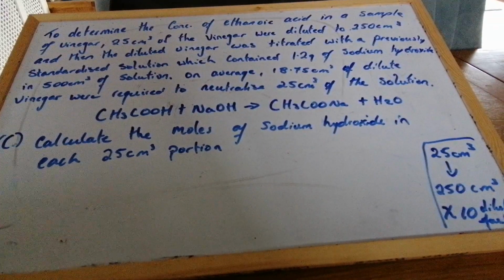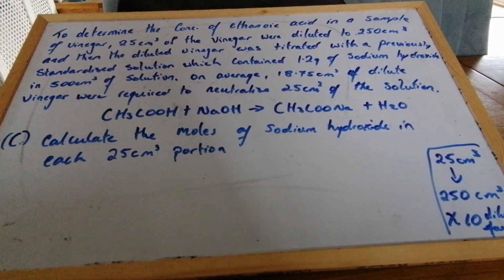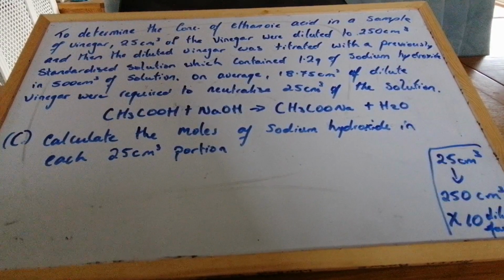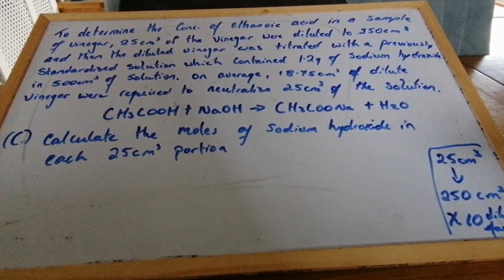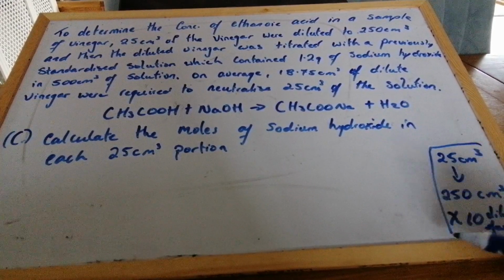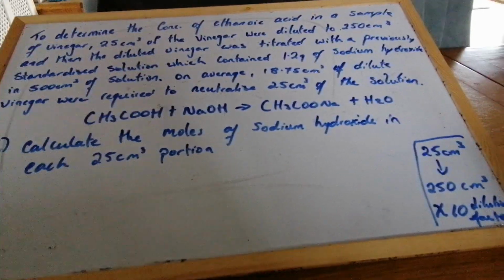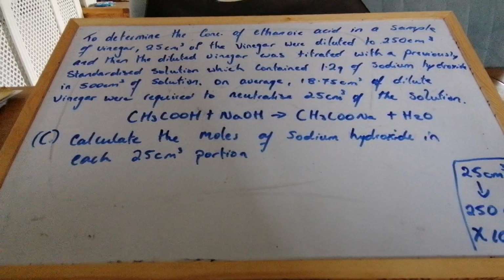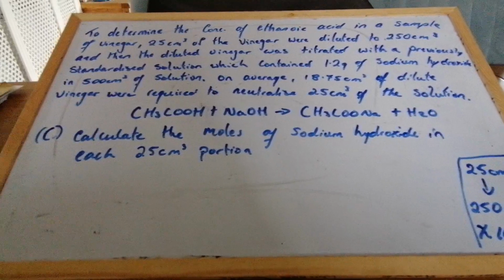So when you come to the last part of your calculations, when it says to bring it back to the original vinegar or original ethanoic acid, you know that you're going to have to multiply your answer by 10 because that was your dilution factor. Okay, so I hope that part makes sense.